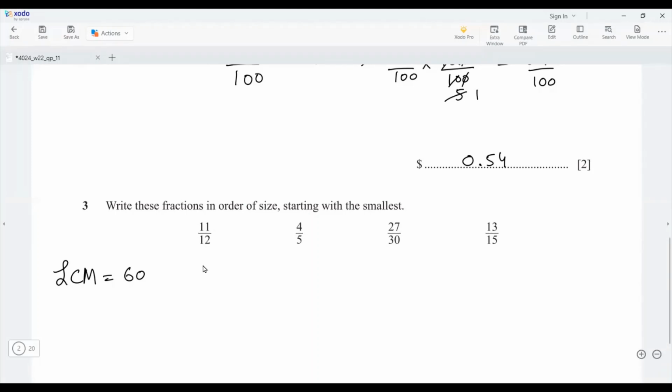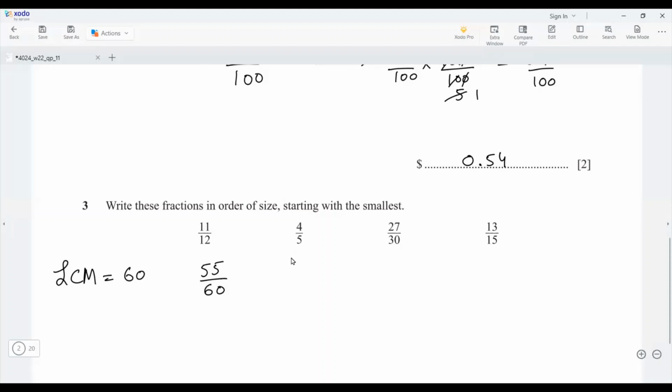So 11 times 5. We have to multiply both the numerator and denominator with the same number. So 55 over 60 will be the answer, the equivalent fraction for 11 by 12. What about 4 by 5? So 5 how many times makes 60? It will be 12.